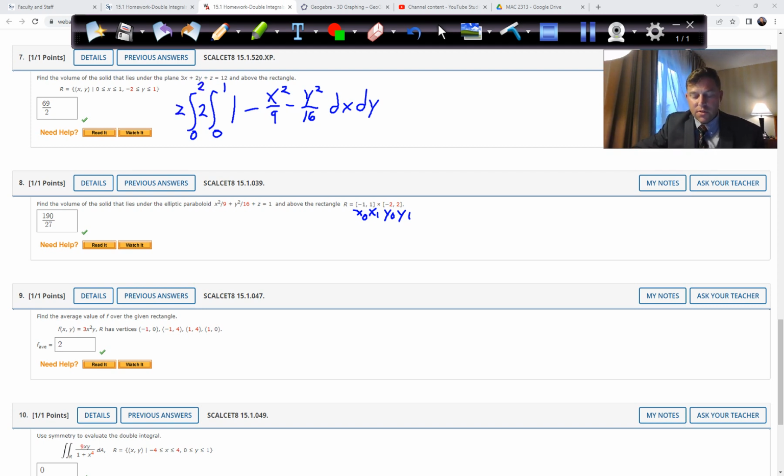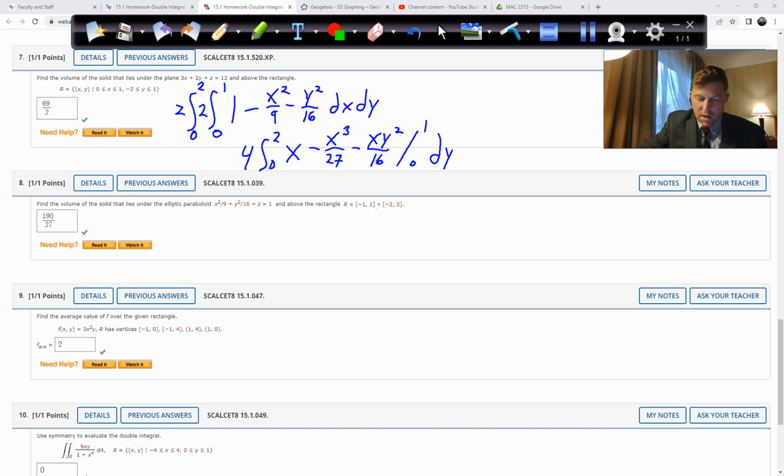The reason we want to do that also is because 0 is super easy to work with. When you plug it into the antiderivative, things just drop away. So it's easier to work with. Okay, so let's look at this. These twos will combine and we'll get 4, 0 to 2. And then let's perform this antiderivative. This would be x minus x cubed over 27 minus xy squared over 16. And we're evaluating that from 0 to 1. And then we have dy left over.